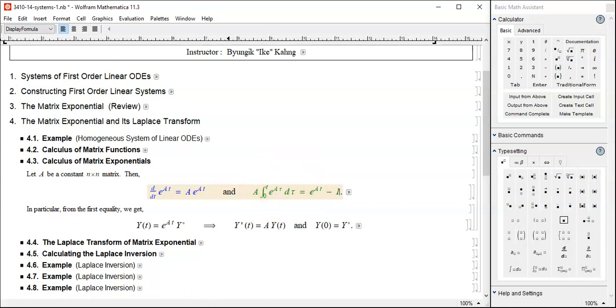Alright, let's stop here, and finally we are going to talk about the Laplace transform in the next video.